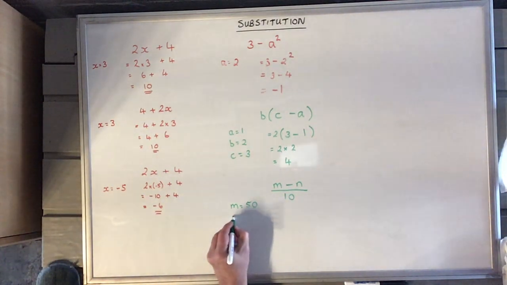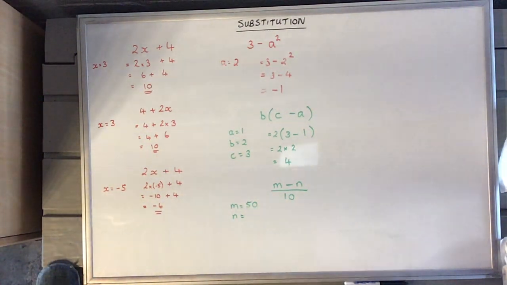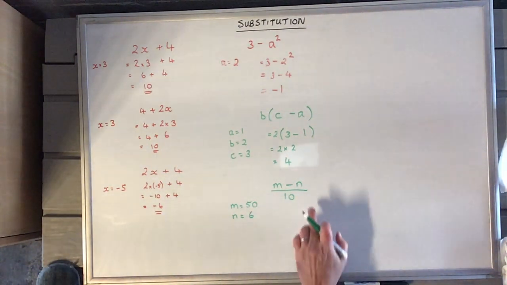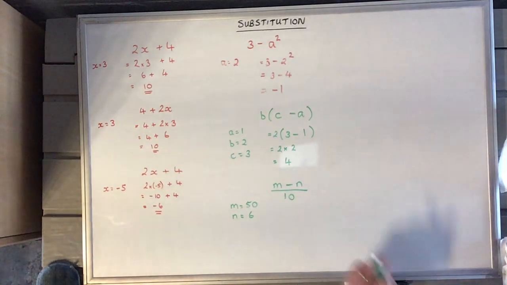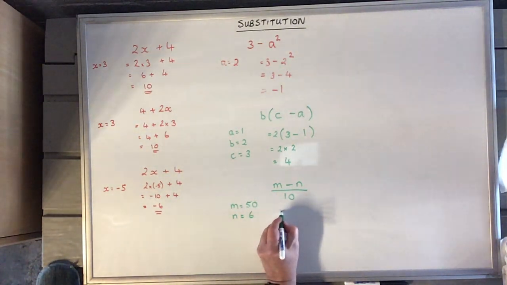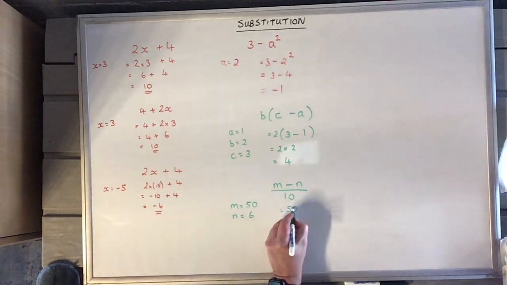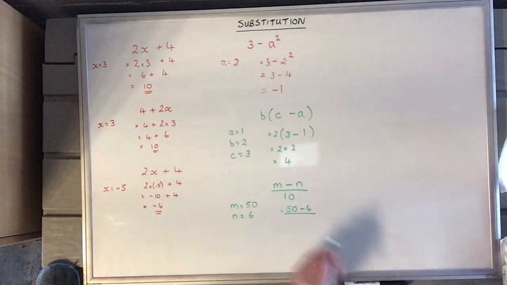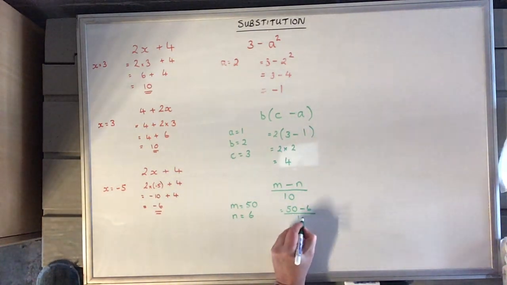And we'll let n equal 6. So what's the value of that expression when m is 50 and n is 6? Well, let's put our values in. So that's going to be 50 minus my 6 all over my 10.